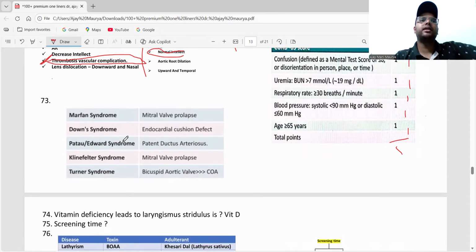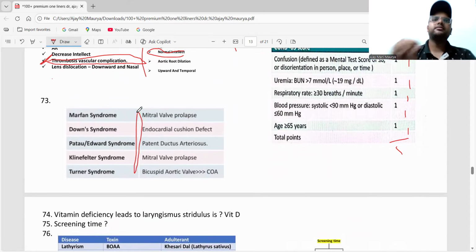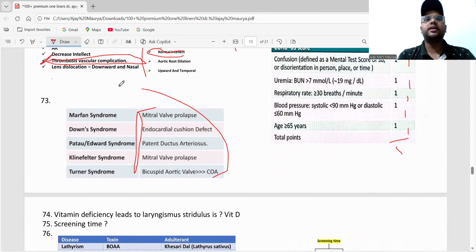Next, you remember the syndromes and the most common cardiac manifestation. Remember this one. Down syndrome, endocardial cushion defect. Patau, PDA. Klinefelter, mitral valve prolapse. Turner syndrome, bicuspid aortic valve or coarctation of the aorta. These are important ones.